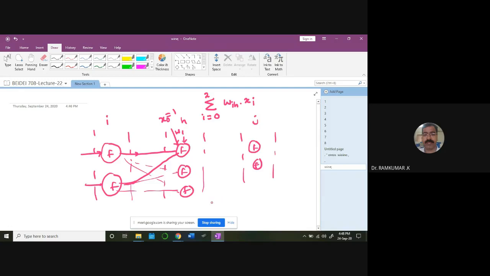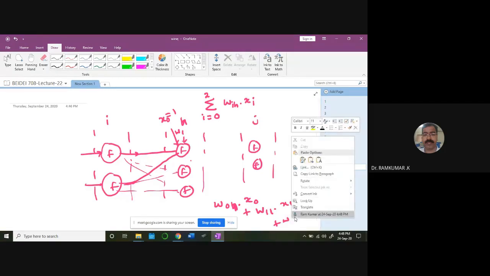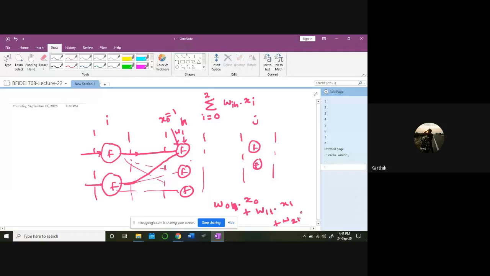Can you expand that, Karthik? What will be the value for the first neuron H? The index is H, for every one of these neurons. For example, H equal to 1. What will be this expansion? H equal to 1: W01 x0 plus W11 x1 plus W21 x2. Is it clear?